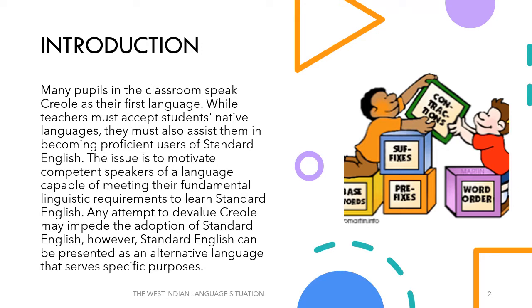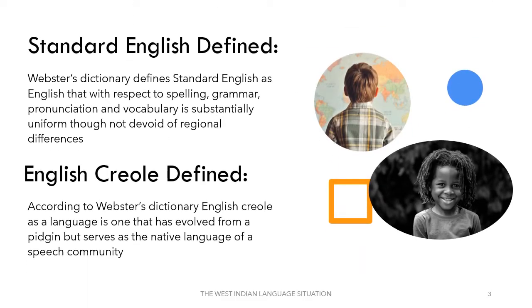However, Standard English can be presented as an alternative language that serves specific purposes. This brings us to the next slide where we clearly define the terms Standard English and English Creole. Webster Dictionary defines Standard English as English that with respect to spelling, grammar, pronunciation, and vocabulary is substantially uniform, though not devoid of regional differences. Also, English Creole as a language is one that has evolved from a pidgin but serves as a native language of a speech community.